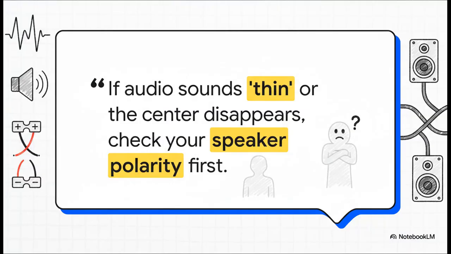Here it is, the big takeaway. If your audio starts to sound thin, or that solid center image, like the vocalist, seems to disappear or get all fuzzy, the very first thing you should do is check your speaker wiring. Make sure the positive wire goes to the positive terminal and the negative goes to the negative for every single speaker. It is, without a doubt, the most common issue, and thankfully, it's also the easiest to fix.